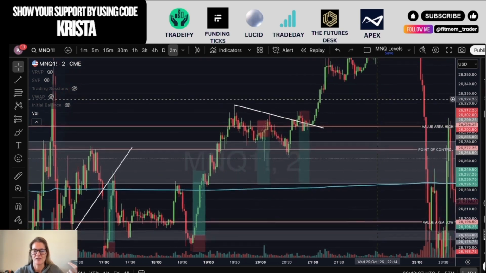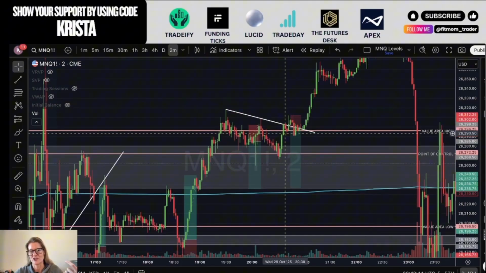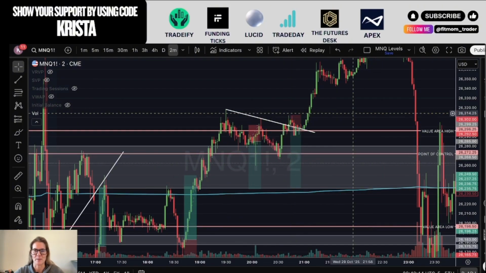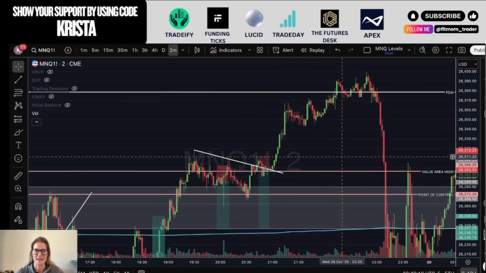It didn't work out. This second one, I took it again because it was starting to reject this trend line, and it ended up going higher and stopping me out. So that's when I went to bed, having decided that that idea was no longer valid.